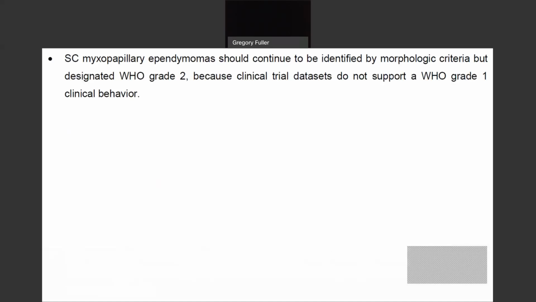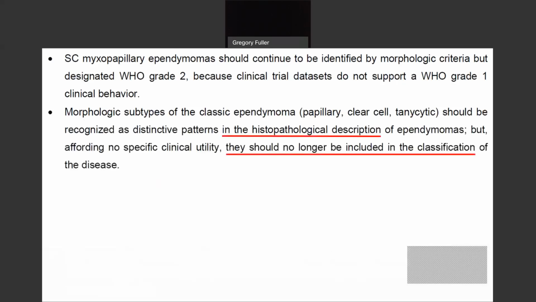We debated this. We debated this in Heidelberg, what was it, 5 years ago, and considered doing it for the WHO 2016. It didn't happen. I think it's going to happen now. All right, morphologic subtypes of classic ependymoma, papillary, clear cell, tanycytic, which are formally codified right now in WHO 2016, should be recognized as distinctive patterns in the description, in the histologic, in the path description, or in the comment, but they should no longer have a formal separate designation.